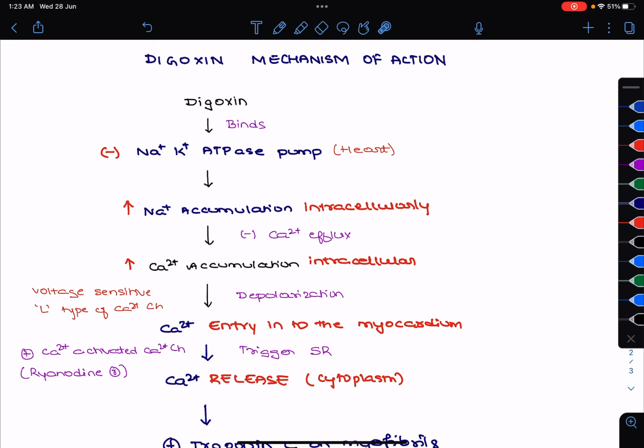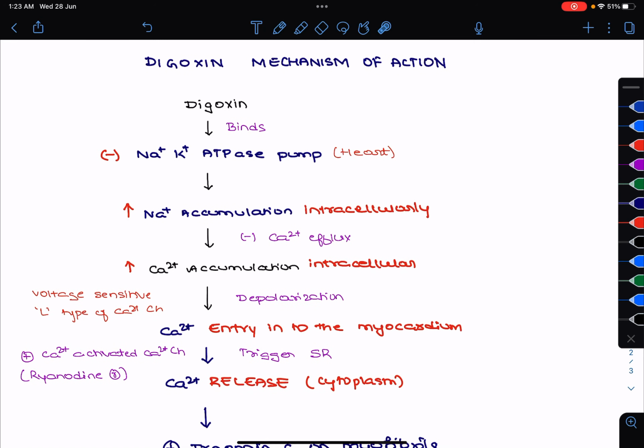So just to recapitulate, the quite interesting fact about the digoxin mechanism of action is that once digoxin is administered, it binds to the sodium potassium ATPase pump on the myocardial cells. Basically, it will inhibit the sodium potassium ATPase pump. Thereby, it will increase the sodium accumulation intracellularly.